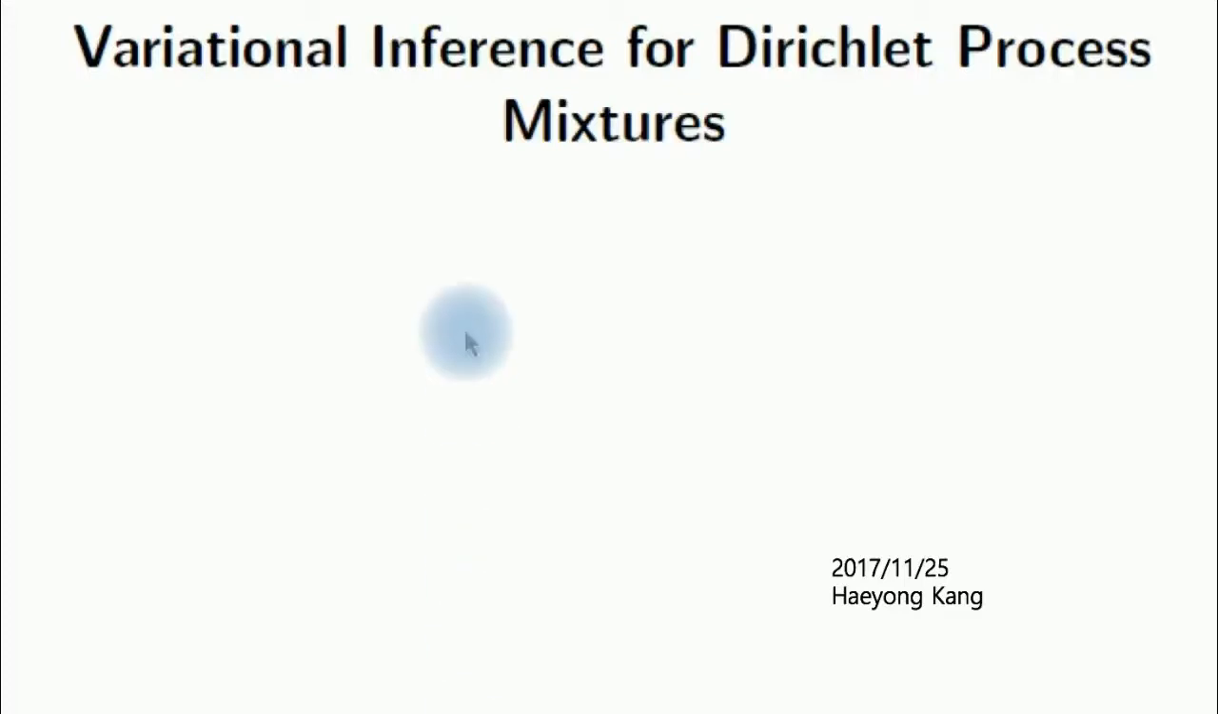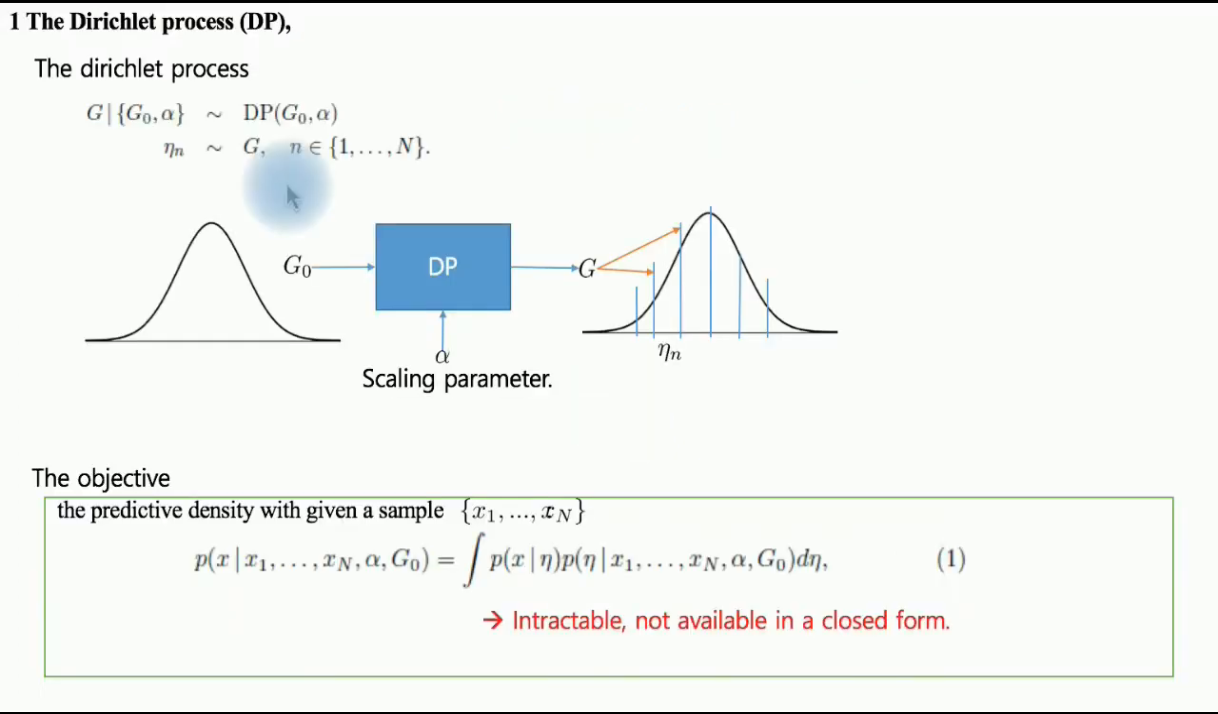In this paper, we review the variational inference algorithm for DP mixtures based on the stick-breaking representation of the underlying Dirichlet process. The Dirichlet process is a measure on measures and is used as a non-parametric prior. DP is parameterized by a base distribution G0 and a positive scaling parameter alpha.